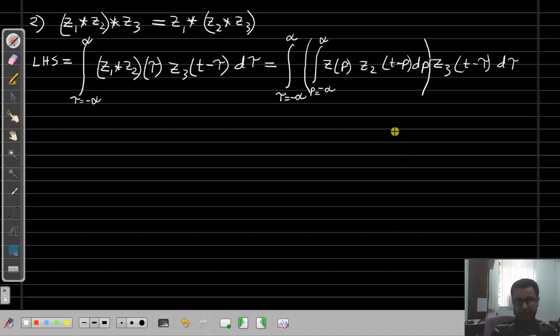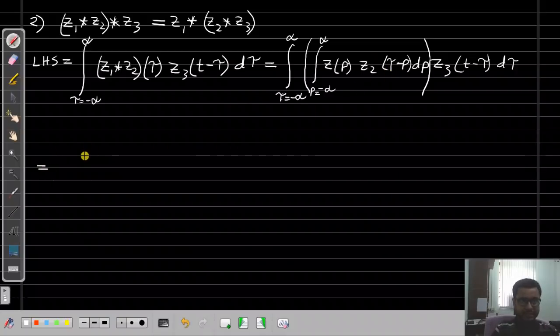Second problem I have in this equation is that here the result of z1 star z2 should be written as a function of tau, but the result of this integration will become a function of t. To write it as a function of tau, let me replace t with tau. So I have renamed two variables. Tau became p and t became tau. That's all.